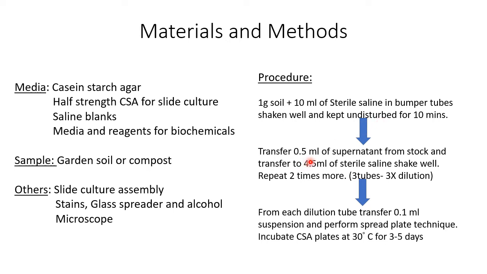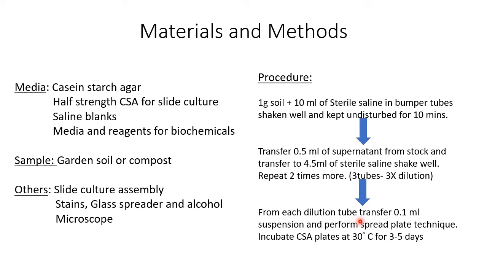From that, you will take 0.5 ml of supernatant and transfer it to 4.5 ml of sterile saline. Again, shake well and use that to repeat the dilution. So you repeat two times more. That means you will have 3 dilution tubes. And from each dilution tube, you will transfer 0.1 ml of suspension and perform the spread plate technique.